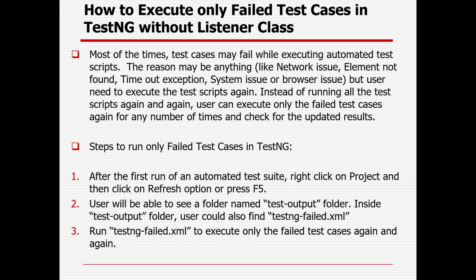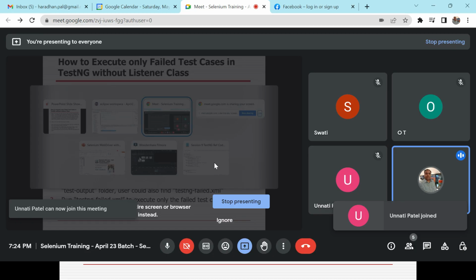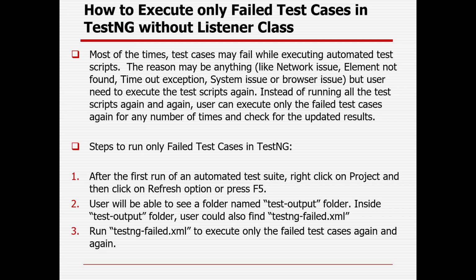Okay, so most of the time test cases may fail while executing automated test scripts. The reason may be anything. Sometimes there is a network issue, sometimes your internet connectivity is gone, sometimes the element was not found because of a page load issue, sometimes a timeout exception, system issue, or browser issue, like that, right? So these are the different kinds of problems that might come. So a couple of test cases may fail, but those are maybe not the actual failures, not because of a defect, but because your internet connectivity is gone. So that is not a defect.